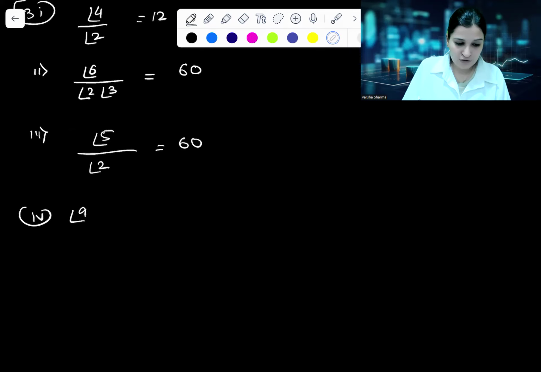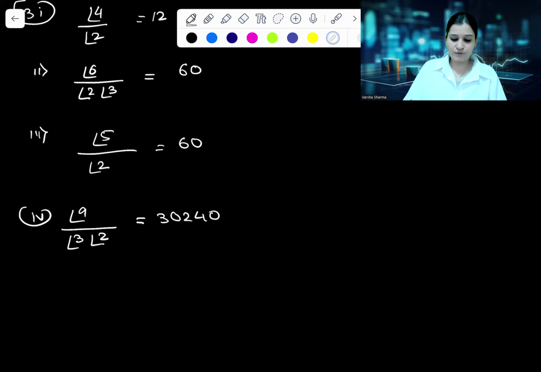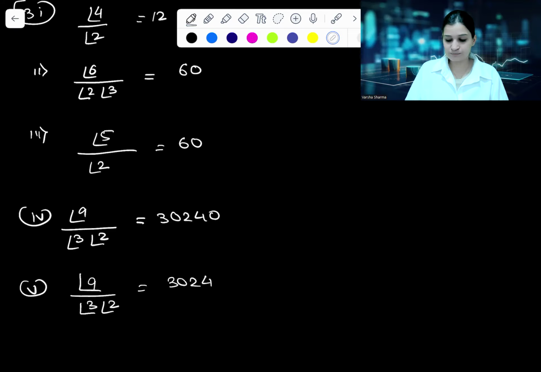Pineapple. How many letters? 9. Out of that, there are 3 P's, 2 A's, 2 E's. Answer: 30,240. Institute: again, 9 letters, 3 T's, 2 I's. Same answer, 30,240.